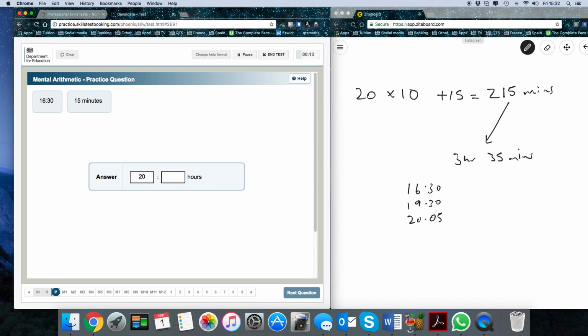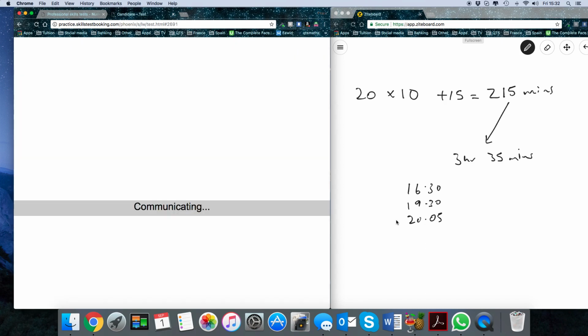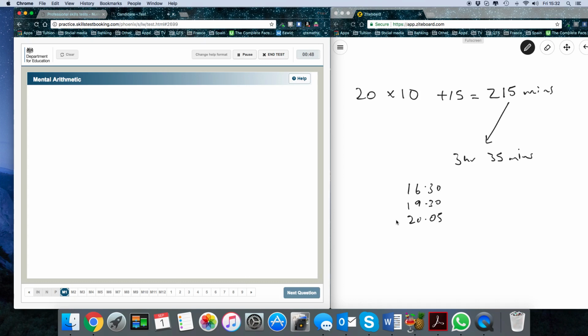Okay, so what I try to do is do the question as much as possible while they're still reading it out. I know that might be difficult for some of you, but really this one, add up the total number of minutes, convert it into hours and minutes. So 3 hours is 180, 215 take away 180 is 35. Add all the time on.